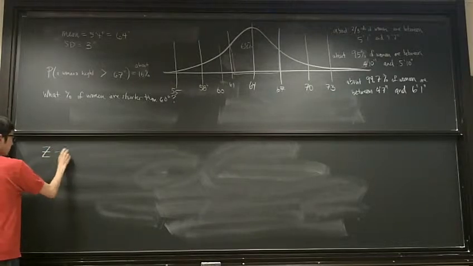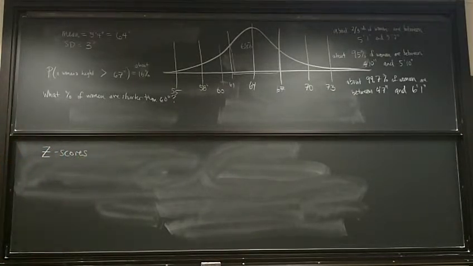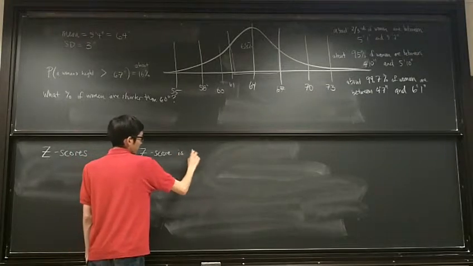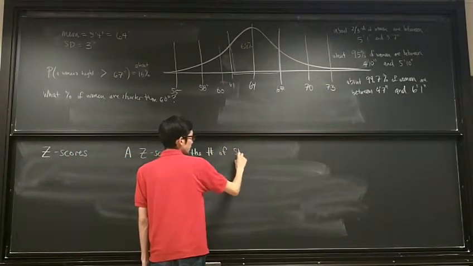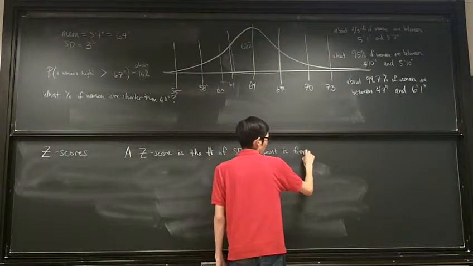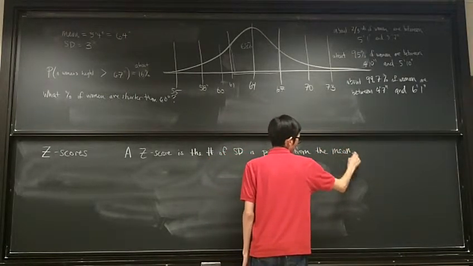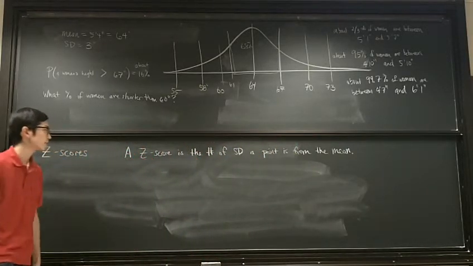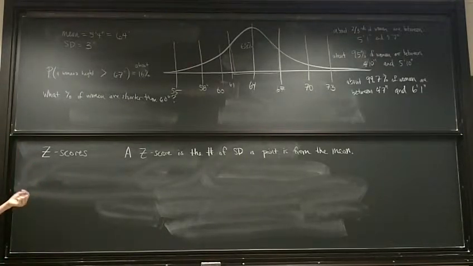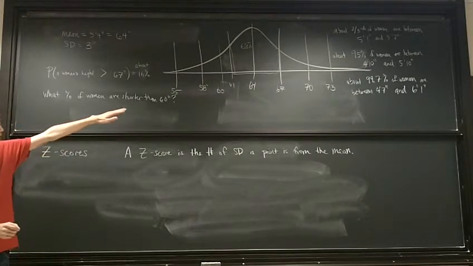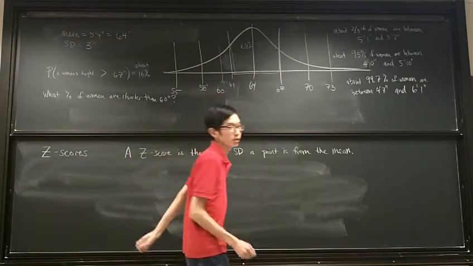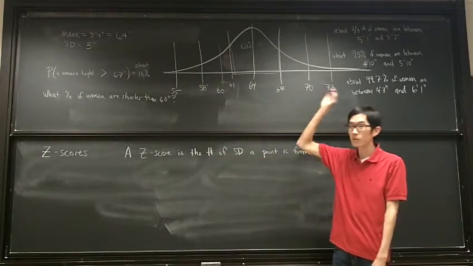So let's talk about z-scores. A z-score is the number of standard deviations a point is from the mean. It's how many standard deviations a point or measurement is from the mean. Alright, so let's see if we have this. For women, the mean is 64 inches, and each standard deviation is 3 inches. So what is the z-score of a woman who is 67 inches tall?